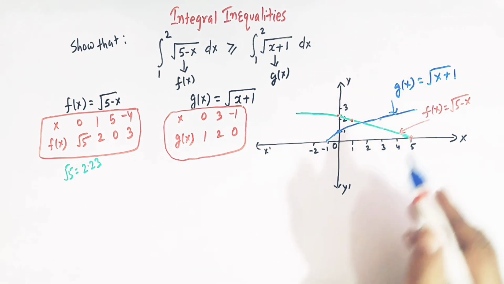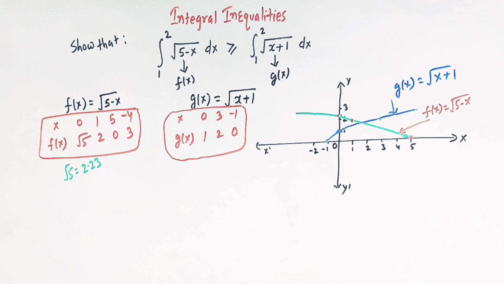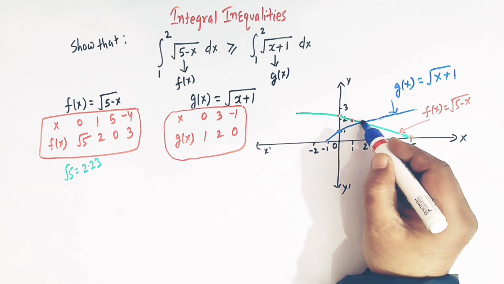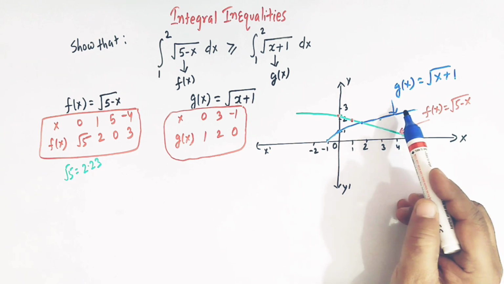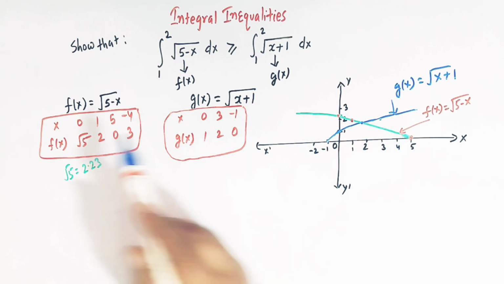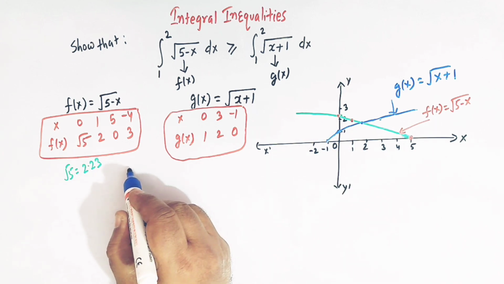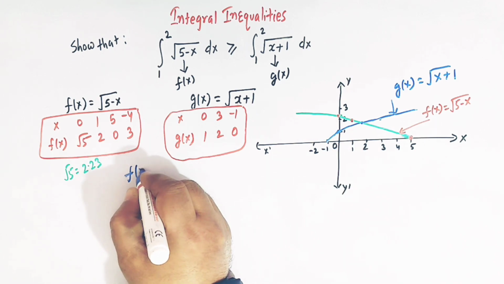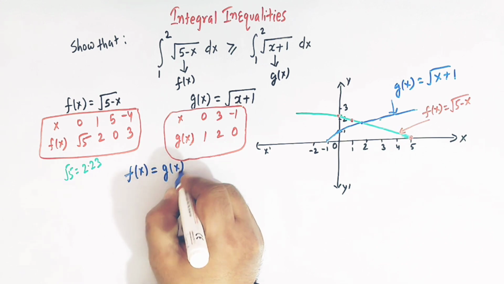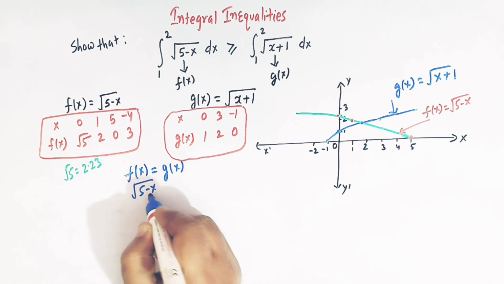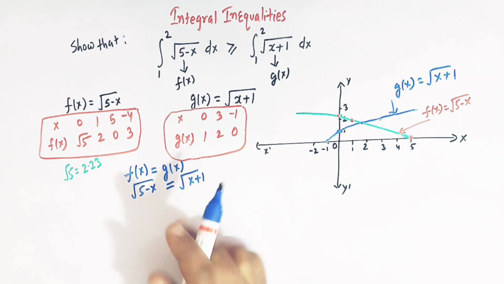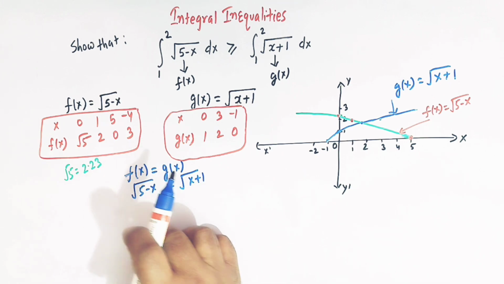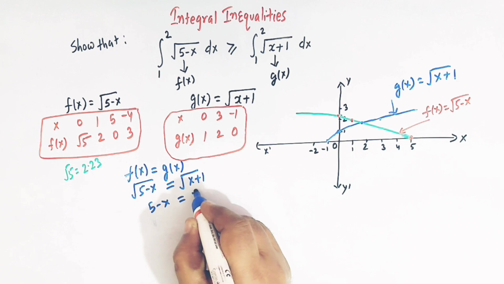So now we have the graph of both the functions. Now let us calculate the point of intersection, right? This is the point of intersection of these two curves, the blue curve and the green curve. The point of intersection may be obtained by equating f of x and g of x. So f of x is square root of 5 minus x and g of x is square root of x plus 1. So we have an equation here. Squaring both sides, we have 5 minus x equal to x plus 1.